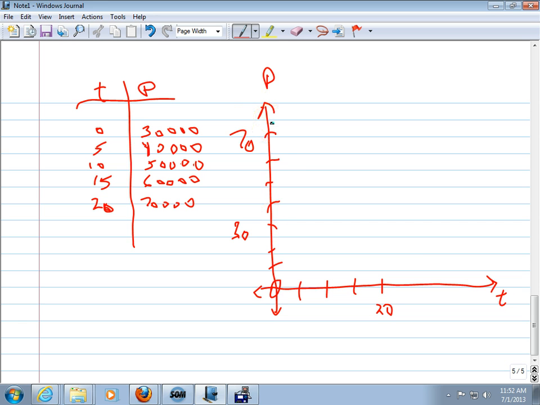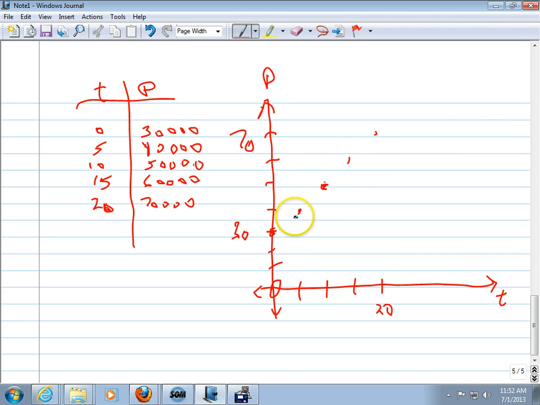All right, so let's graph. At t equals 0, we're starting here. And then in 5 years, we're at 40,000. And in 10 years, we're at 50,000. And in 15 years, we're at 60,000. Pretend it's a line, because my handwriting is bad.